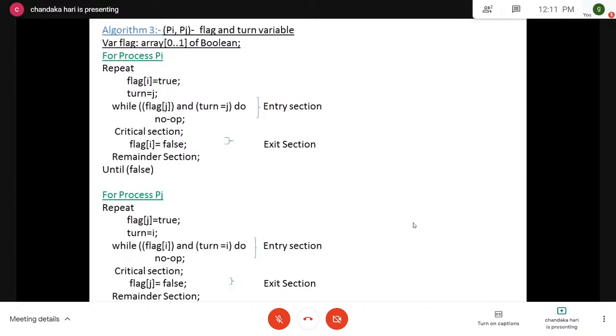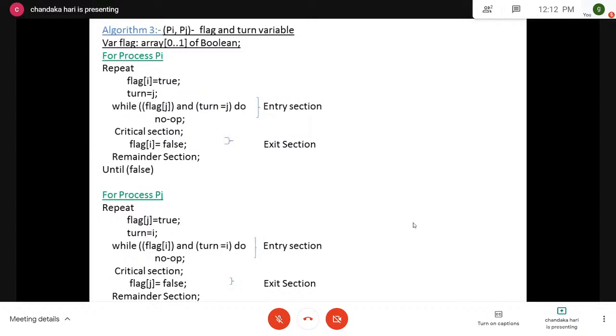So if process pj wants to enter into the critical section, initially it makes its flag equal to true, and after that it makes turn equal to I. Immediately, process pj is not allowed to enter into the critical section. It's giving first priority to the other one. That is, while flag I is true and turn is equal to I, that implies process PI is already executing in its critical section. So I need to wait until process PI completes. And after the critical section, I make my flag equal to false. Remainder section will execute.